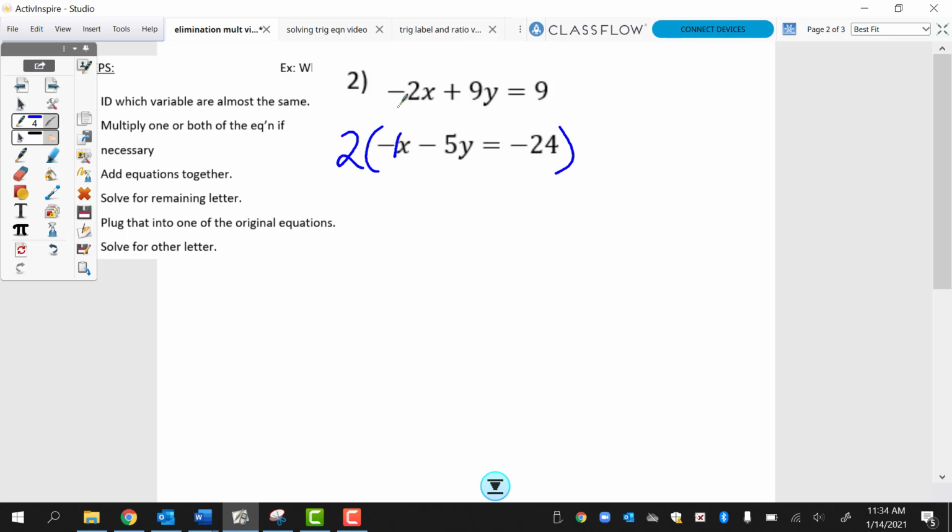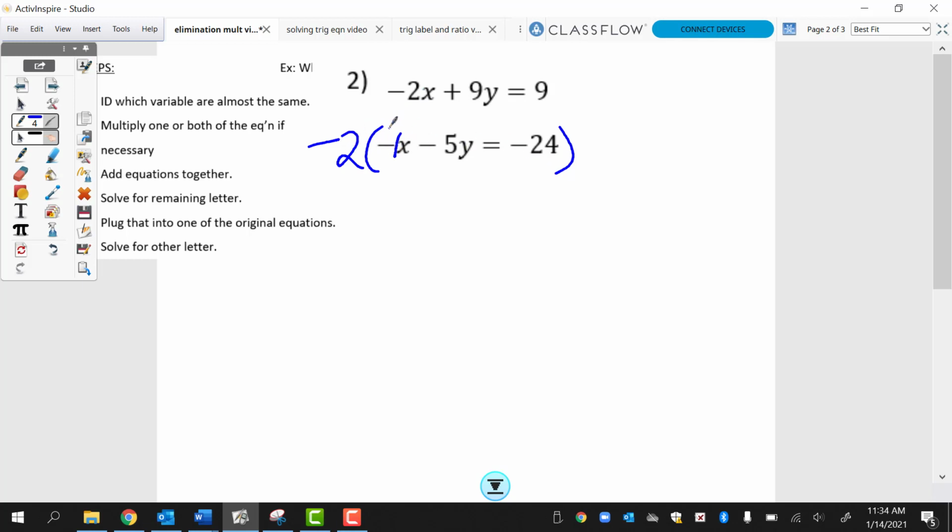Now, are they the same sign right now, or are they different signs? Right now they're the same sign. So I need to do times negative 2 because I need to change it so that one of them is a positive and one is a negative. So I do times 2 to change this to a 2, and I times a negative to change this to positive. So here we go.